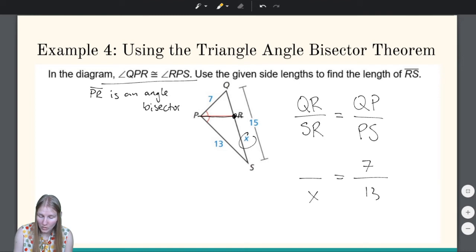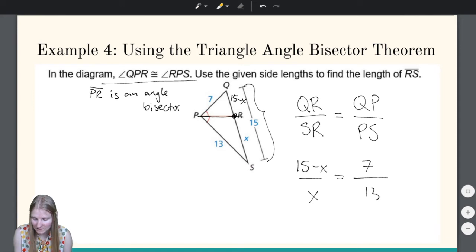Well, what if we knew what X was? What if X was 10? Oh, well then QR would be 5. QR would be 15 minus whatever SR is. So QR is actually 15 minus X. It's the entire side minus this piece of the side. So we have 15 minus X. Now, how do I solve this? It is a proportion.